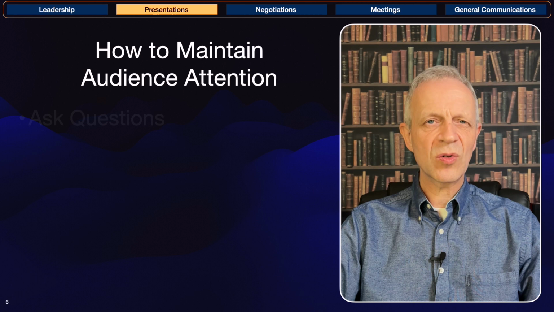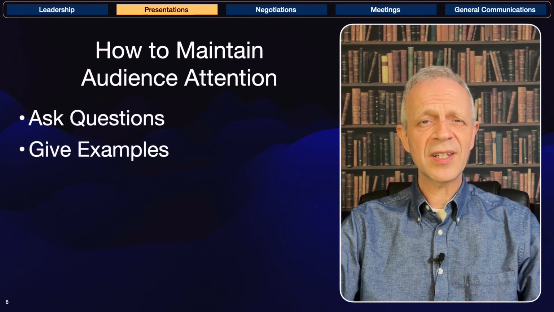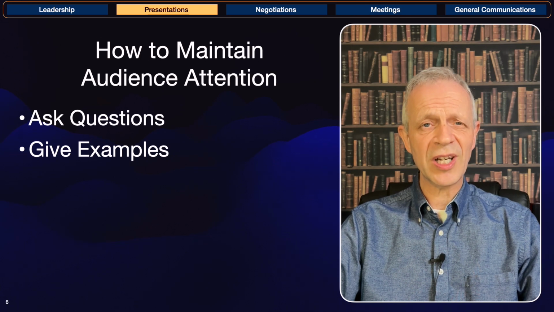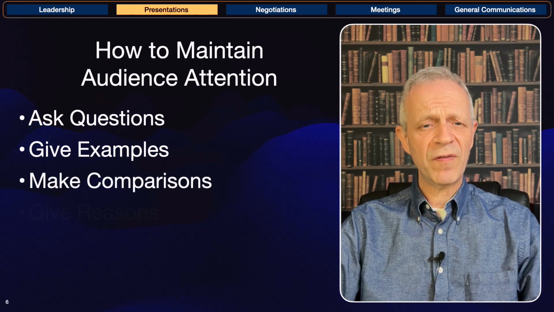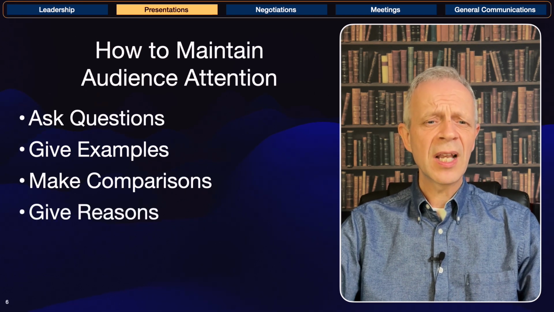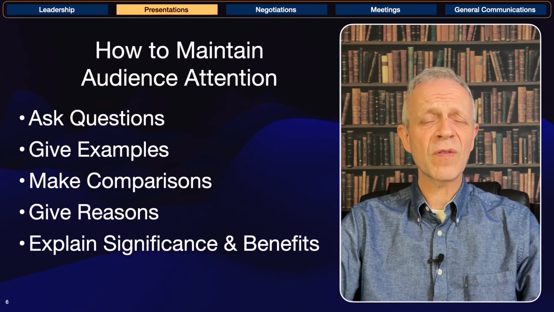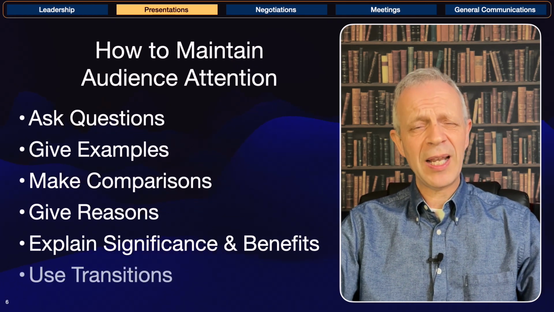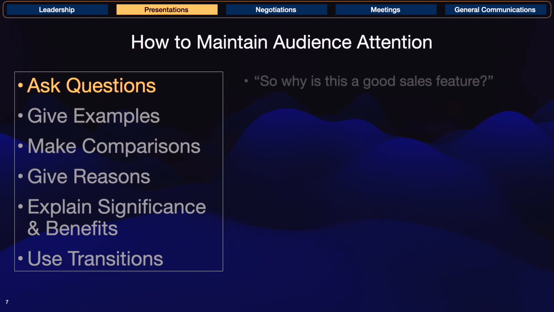Well, one way is to ask questions to the audience. Another way is to give plenty of examples during your presentation. A third way is to make comparisons. A fourth way is to give reasons. And a really important way is the fifth way, which is to explain the significance and the benefits of your information. And finally, perhaps the number one way is to use great transitions. So let's look at each of these step by step, starting with asking questions.